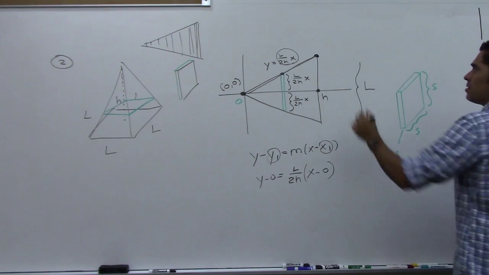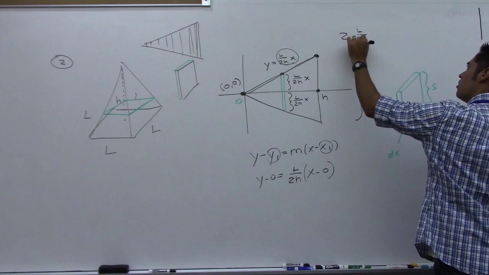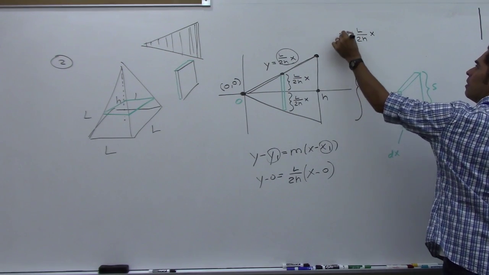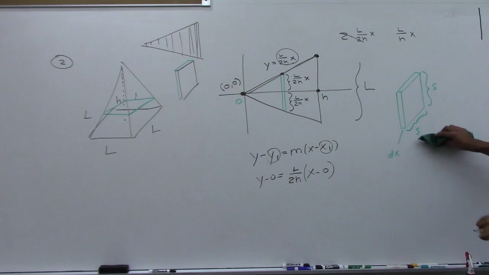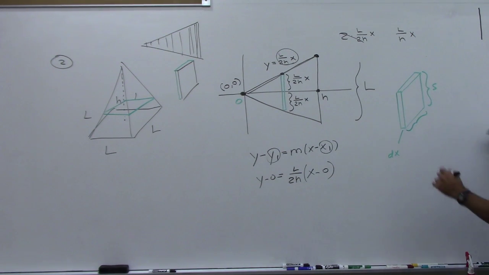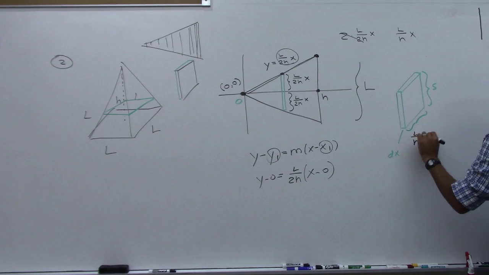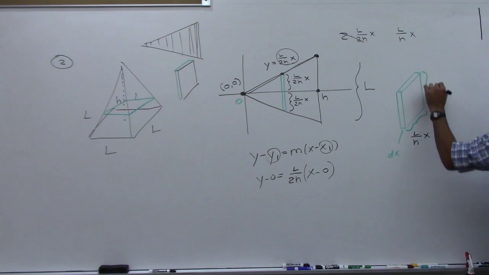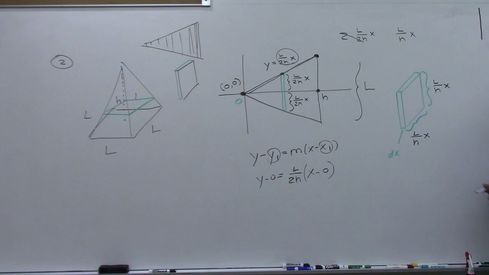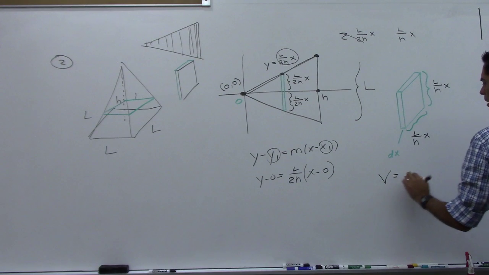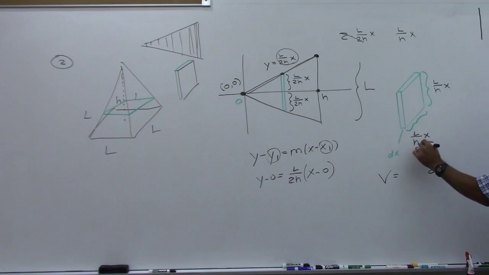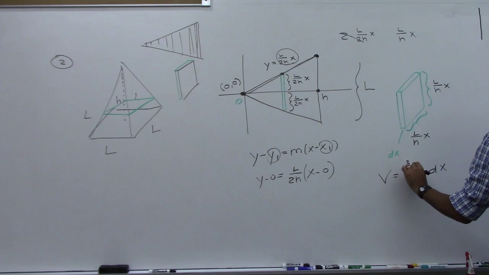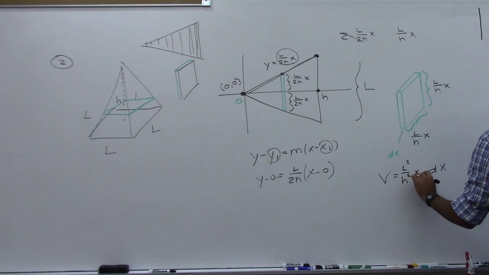If I double this, take 2 of those L over 2hx's, multiply by 2, I just get L over h x. So this side, S, is actually L over h x, and this side's the same thing, L over h x. The volume of this little sliver is this times this times this, with dx at the end. When you do this, you basically square it, so you get L squared over h squared x squared.